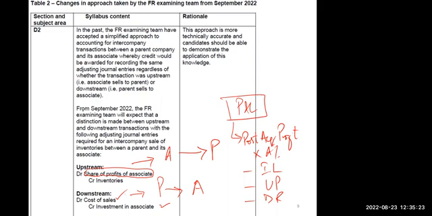So these are the adjustments that were introduced for the September session. So it is highly likely that the examiner can ask questions from this part. So from this change, you should know when to adjust the cost of sales and when to adjust the share of associate profit.